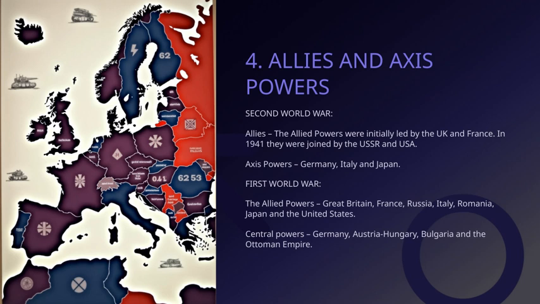On the other hand, the Axis powers consisted of Germany, Italy, and Japan. These countries collaborated to pursue expansion and dominance during the war. Now, if we look back at the First World War, the alliances were a bit different. The main allies included Great Britain, France, Russia, Italy, Romania, Japan, and the United States. They fought against the Central Powers, which were Germany, Austria-Hungary, Bulgaria, and the Ottoman Empire.